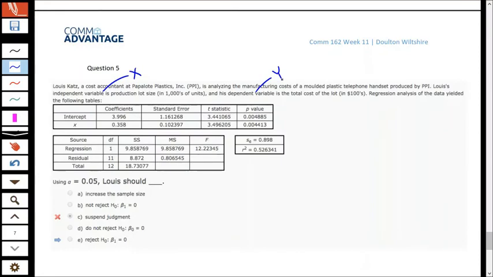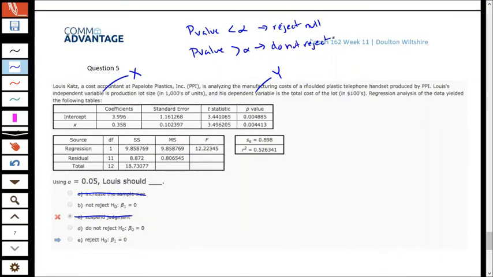Using a 5% significance level, Lewis should, and again, we've got this increased sample size and suspend judgment. No, never the option. We've got this reject, do not reject. Don't even look at the options. You have to remember without hesitation that if the p-value is smaller than alpha, small p-value, you're going to reject the null. And if the p-value is bigger than alpha, you do not reject.